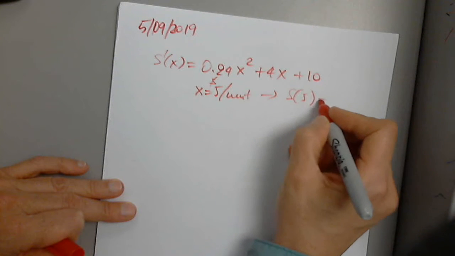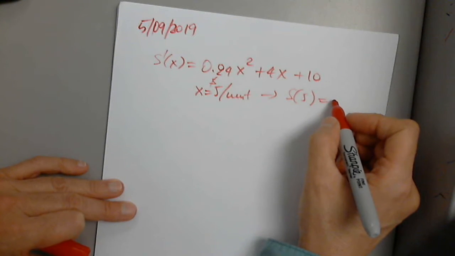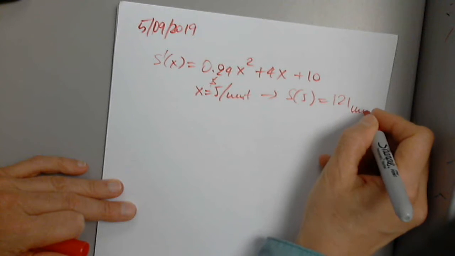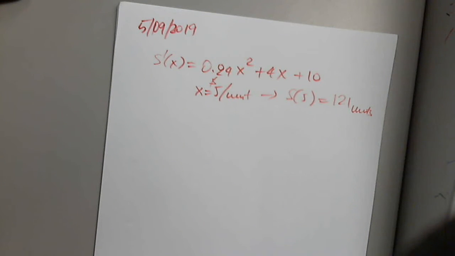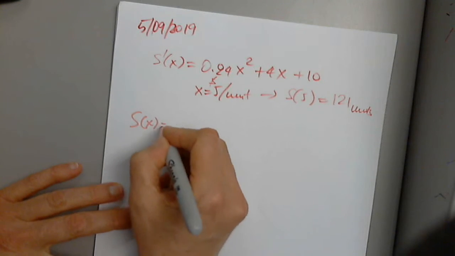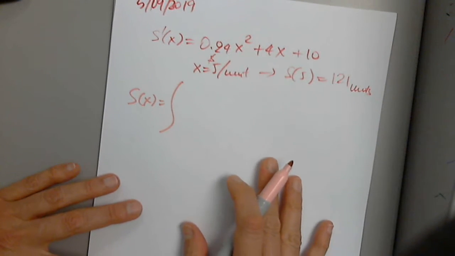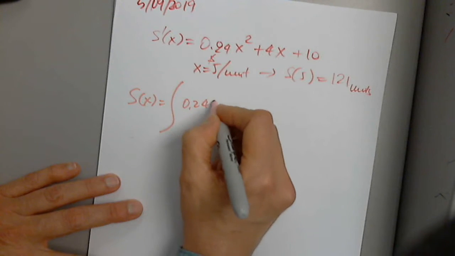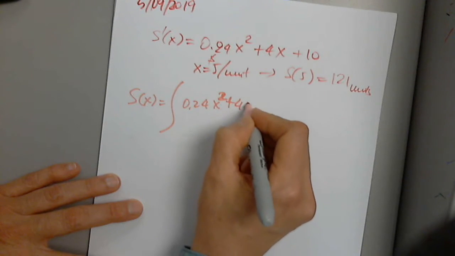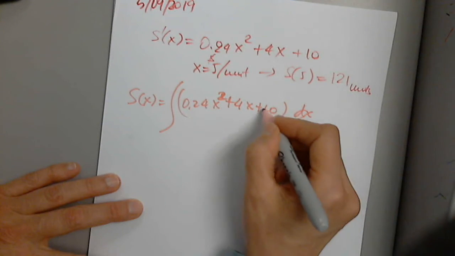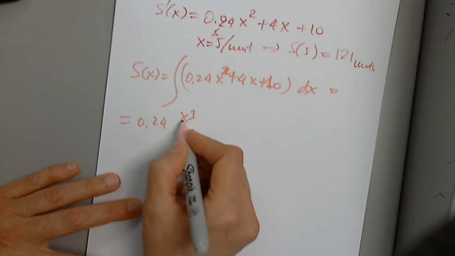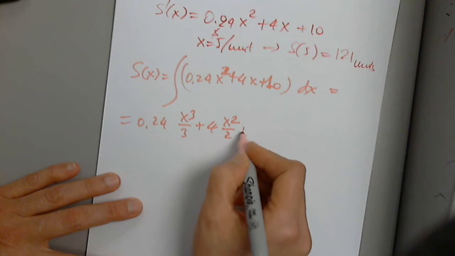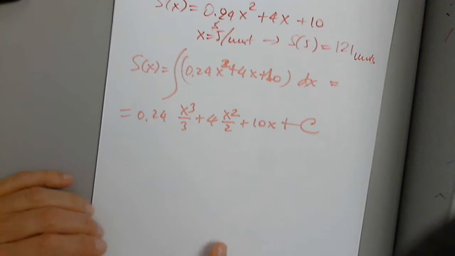So S of 5 is... They want to sell 121 units, and it's when the price is $5 per unit. That's what it means. When the price is $5, S of 5 is 121. Good. So in order to find the function, I have to basically integrate indefinitely 0.24x squared plus 4x plus 10 dx. I don't have to write it like this, but that's what I'm doing. So this will be 0.24x cubed over 3 plus 4x squared over 2 plus 10x plus a constant c.